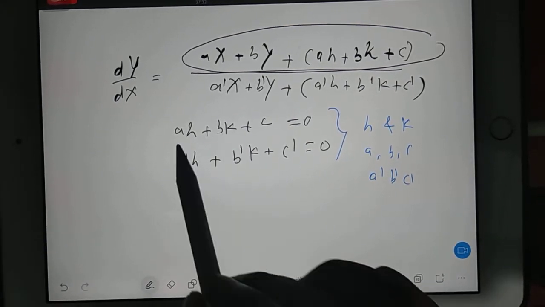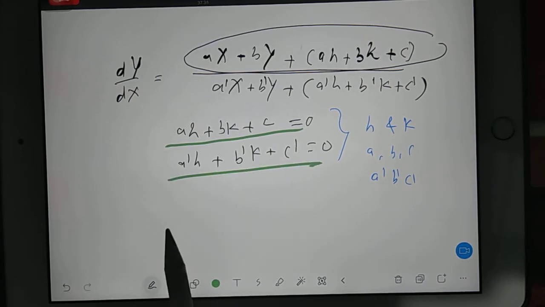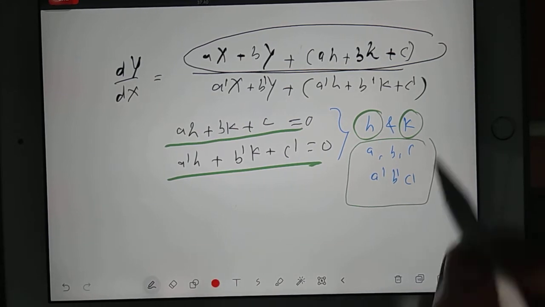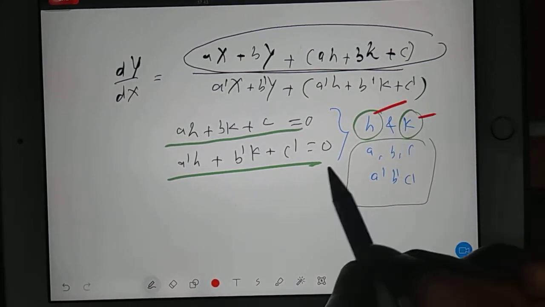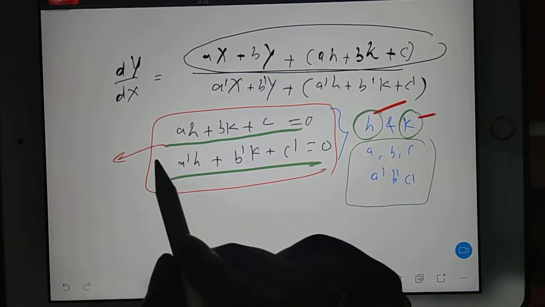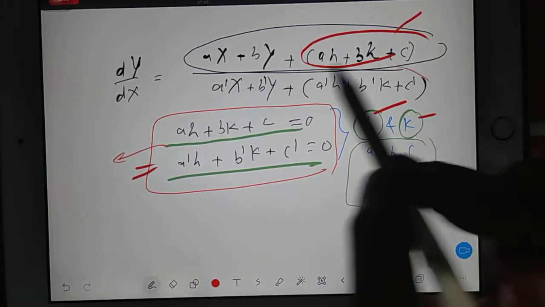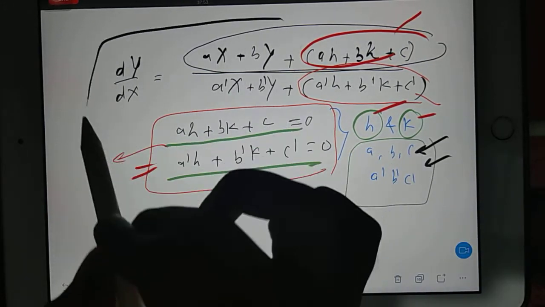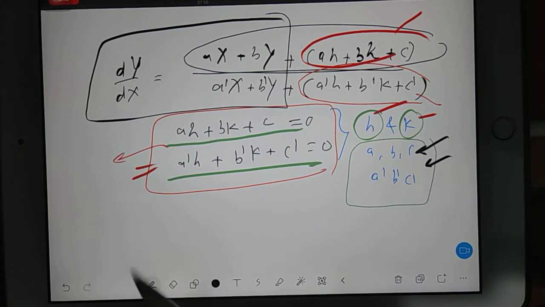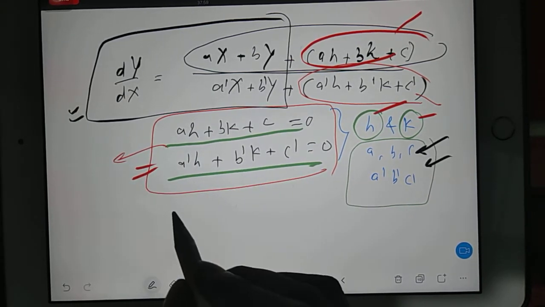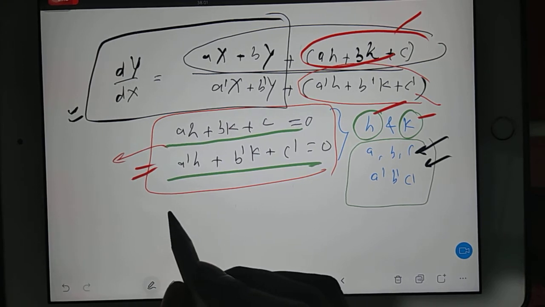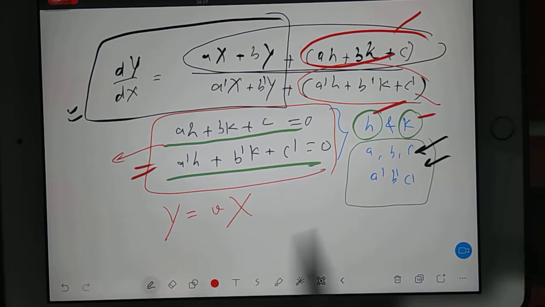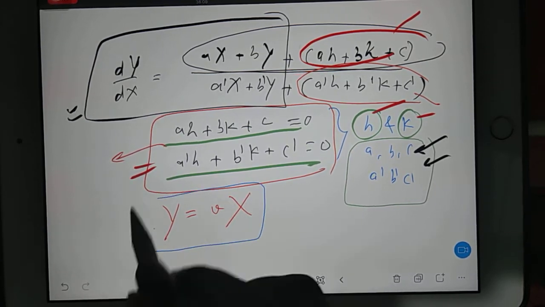Correct? If we are able to solve these two equations, then I can find my h and k values in terms of a, b, c, a dash, b dash, c dash. Now, the values of h and k we are finding are for this particular condition, meaning this term is 0 and this term is 0. It means that for this value of h and k, my entire equation will behave like a homogeneous equation. And once we get a homogeneous equation, we substitute the capital Y as V into capital X, and then it will be in a simplified format.